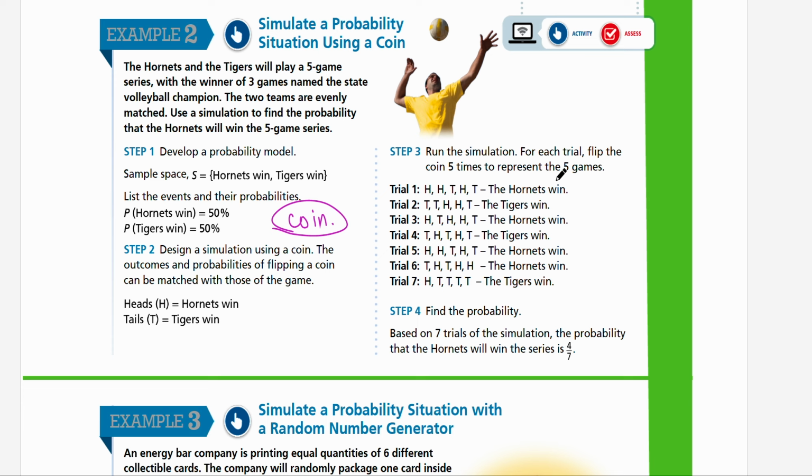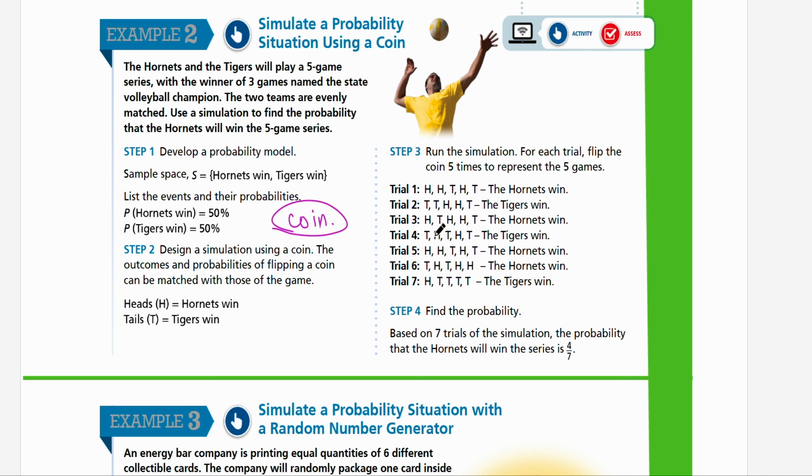So run the simulation: you flip the coin and run the trial. So trial 1, we have 5 games where 3 times we have heads, which represents the Hornets winning, right? So the Hornets win by 3 out of 2. The Tigers win trial 2, 3 out of 2. Trial 3, the Hornets win 3 out of 2 as well. Trial 4, Tigers. Trial 5, Hornets. Trial 6, Hornets. Trial 7, Tigers.